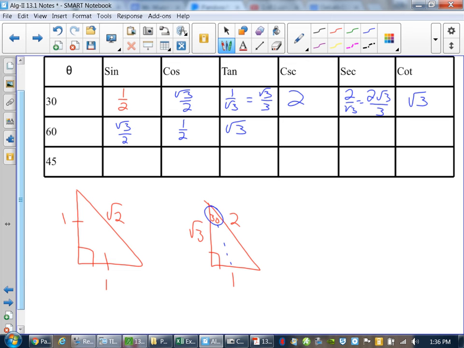So, what's the inverse of root 3 over 2? You just did this. 2 root 3 over 3. What's the inverse of 1/2? 2. And what was the inverse of root 3? Very good. It would have been 1 over root 3, which would be root 3 over 3.